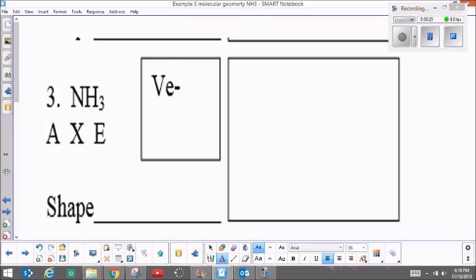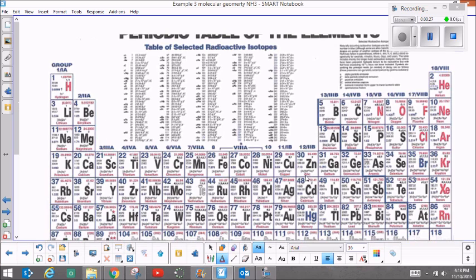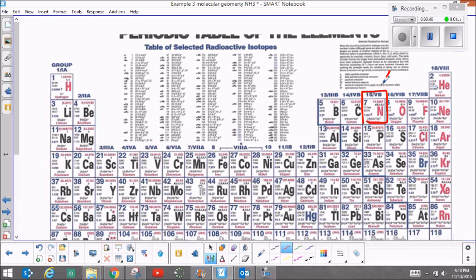So to count my valence electrons, I need a periodic table of the elements. I'm going to look up N, and I'm going to look up its valence electrons. So here's N, and its valence electrons are right here above there. They are 5. And then I'm going to look up H. Their valence electrons are right here, and it is 1.